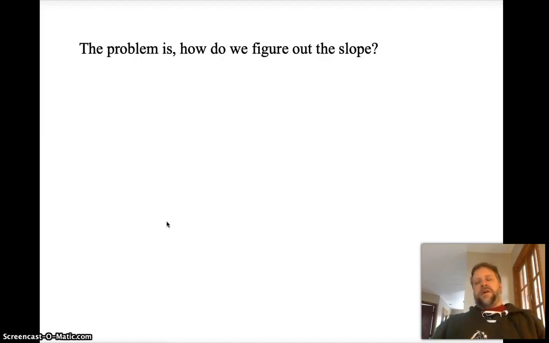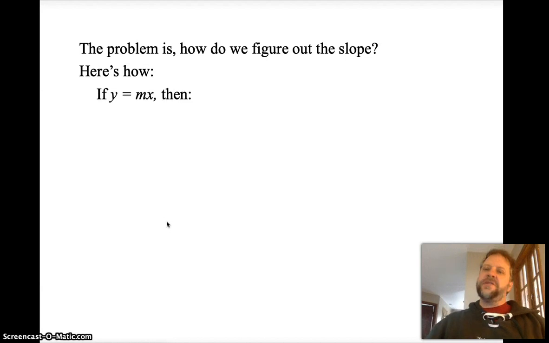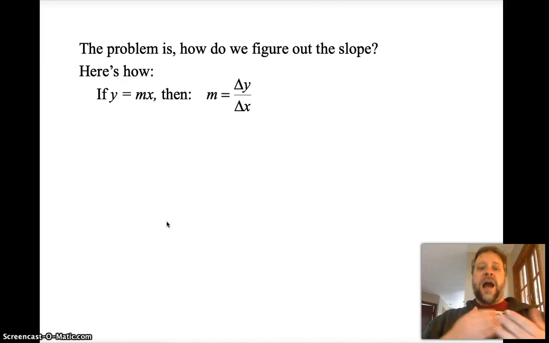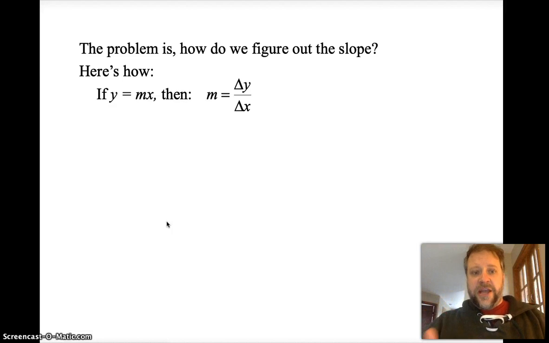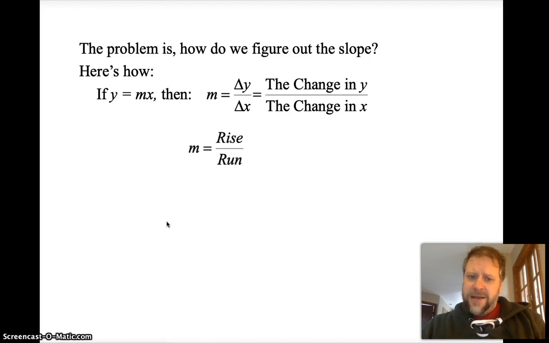But how do we do this? How do we figure out what the slope is? That's a little more complicated. So I'm going to give you some math jargon, and then we're going to actually look at it. It's going to be a lot simpler than it looks like at first. So if y equals mx, I can say that m is equal to the change in y over the change in x. Actually, it's called delta y over delta x. Ooh, fancy Greek. What does that mean? It really means the change in y divided by the change in x. Huh?